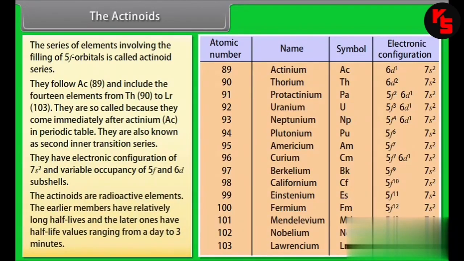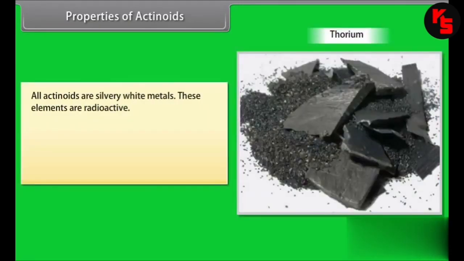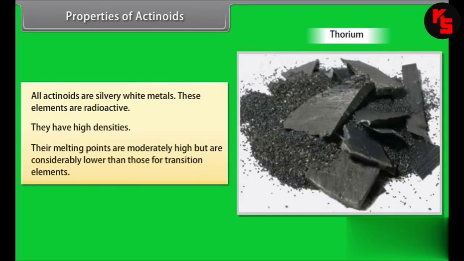The earlier members have relatively long half-lives and the latter ones have half-life values ranging from 1 day to 3 minutes. Properties of actinoids. All actinoids are silvery white metals. These elements are radioactive. After uranium, all the elements are man-made. They have high densities. Their melting points are moderately high but are considerably lower than those for transition elements.